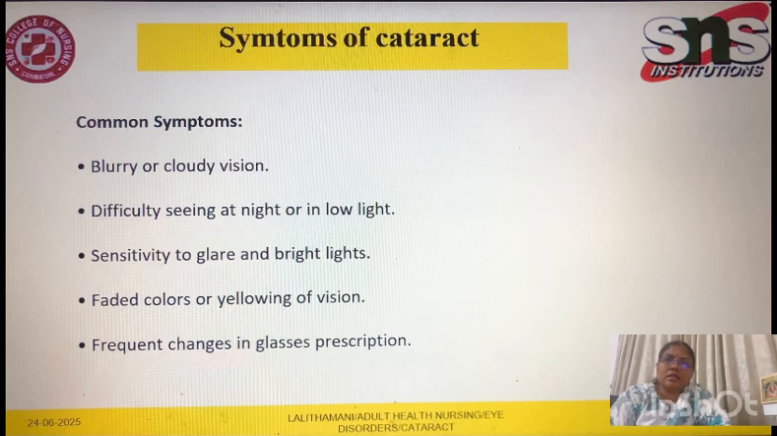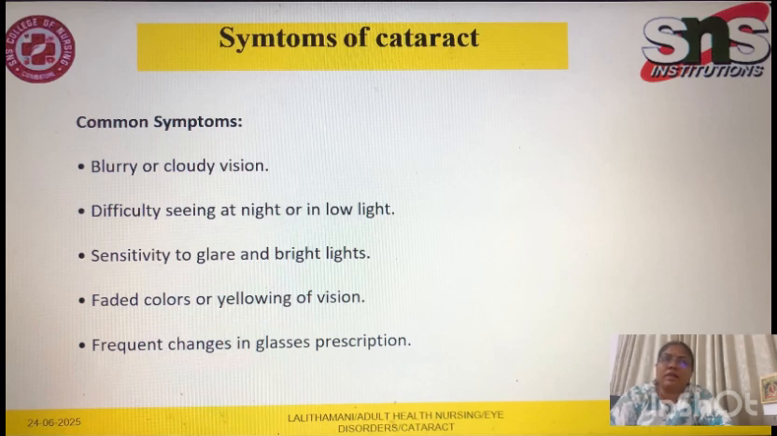Here in this lecture series, we are learning about a disease condition called cataract, which comes under the eye disorders of adult health nursing 2. Cataract is a common condition among older adults, and it may also happen in the younger generation. In the previous lecture, we saw the causes, an overview, and how the lens looks.